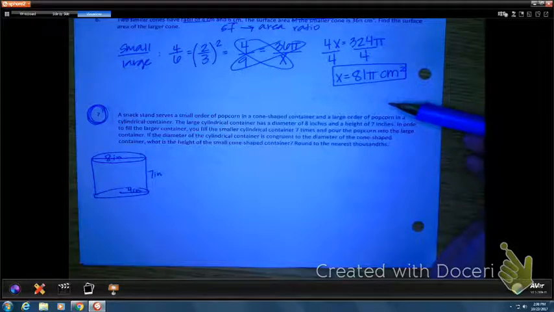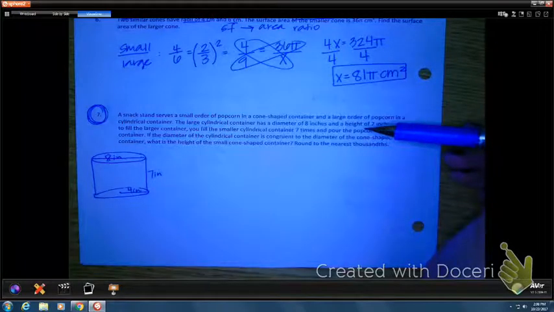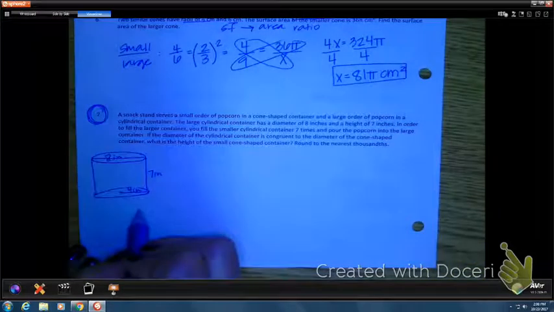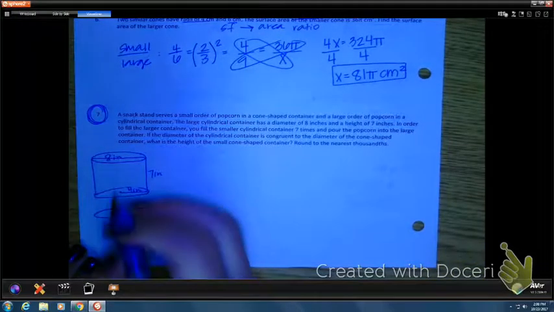If the diameter of the cylindrical container is congruent to the diameter of the cone-shaped container, what is the height of the small cone-shaped container? Round to the nearest thousandths. So you also have your cone.